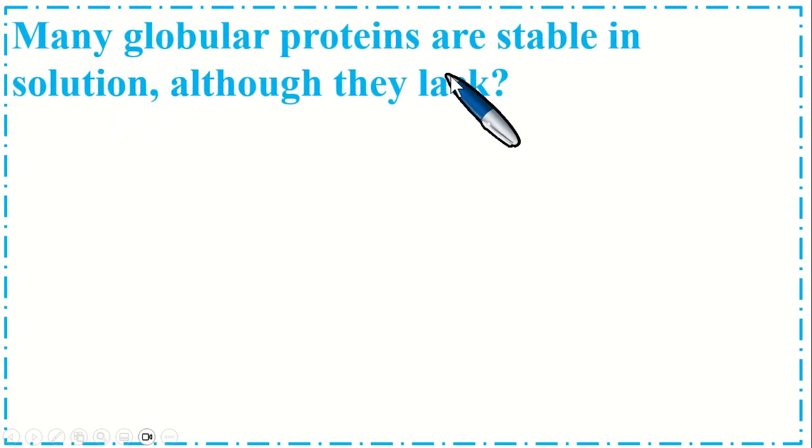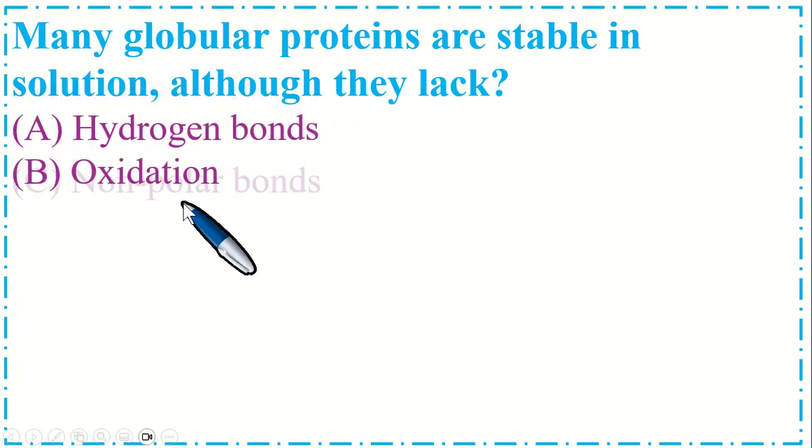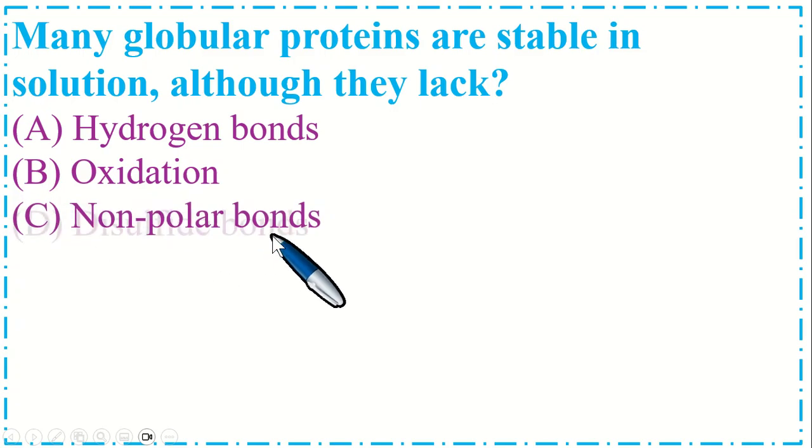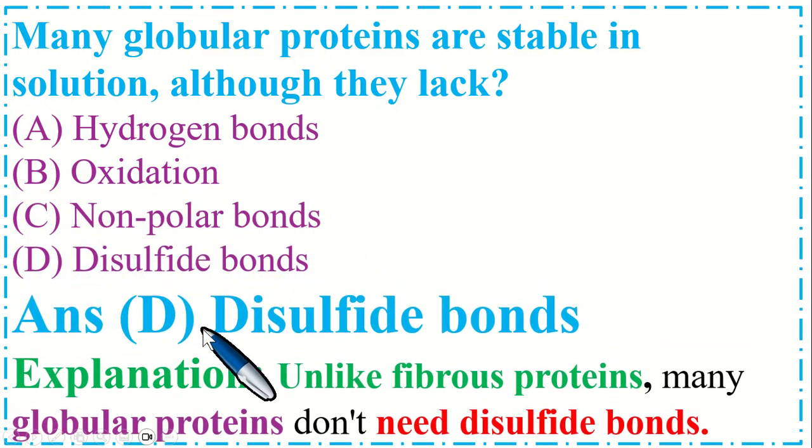Many globular proteins are stable in solution, although they lack option A, hydrogen bonds, B, oxidation, C, nonpolar bonds, and option D, disulfide bonds. So the correct option is D, disulfide bonds. Explanation is unlike fibrous proteins, many globular proteins don't need disulfide bonds.